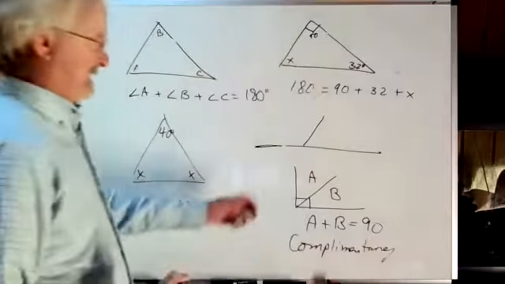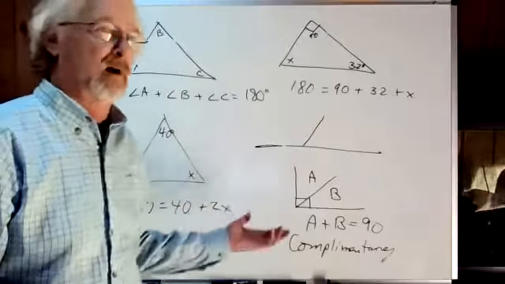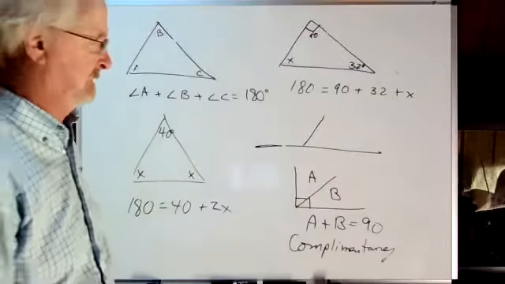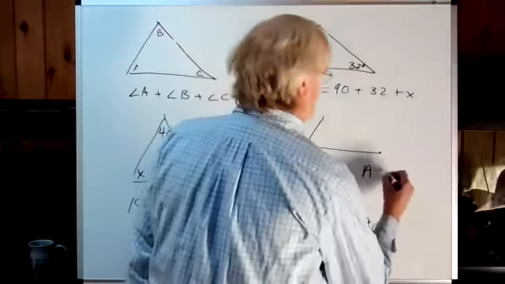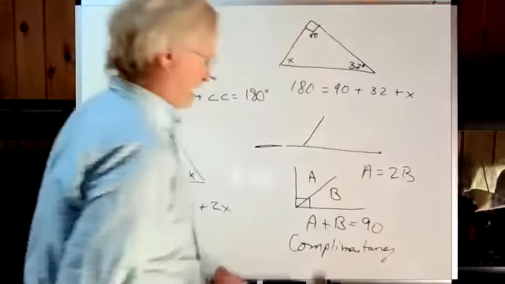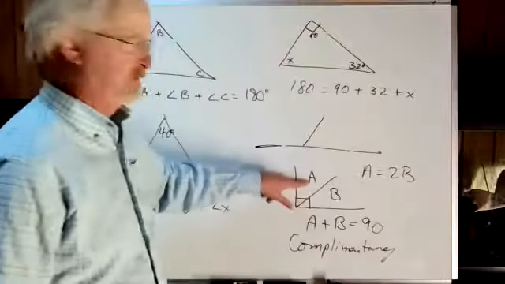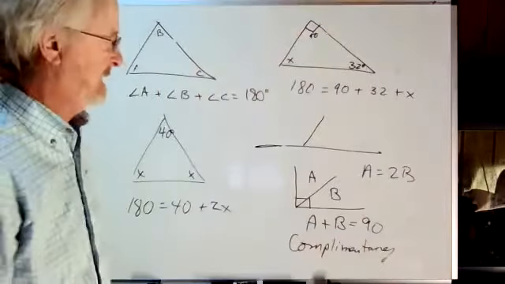Well, you know, two angles that add up to 90. If I know one is 2 times the other, now I could say the A is actually 2B plus B. I have 3 B's. This must be 30, and twice that is 60, something like that.